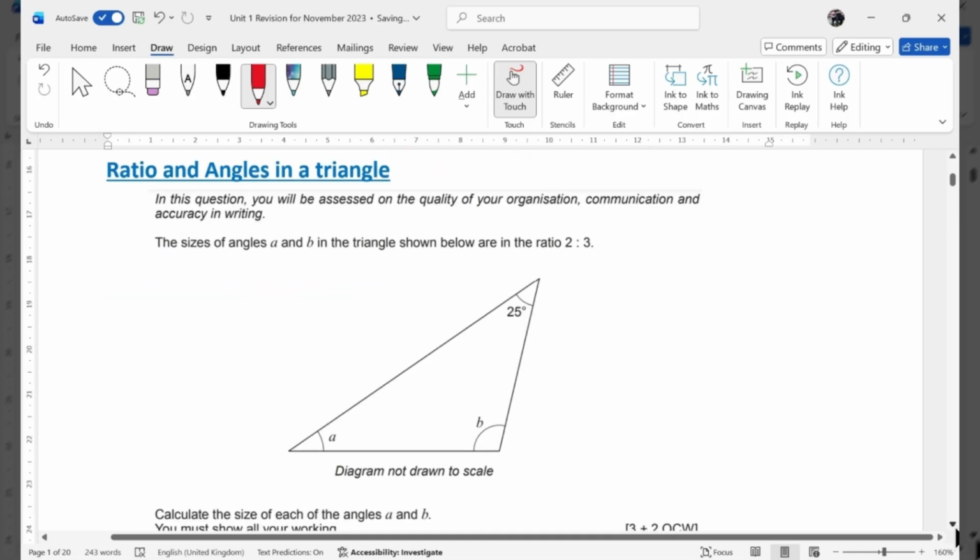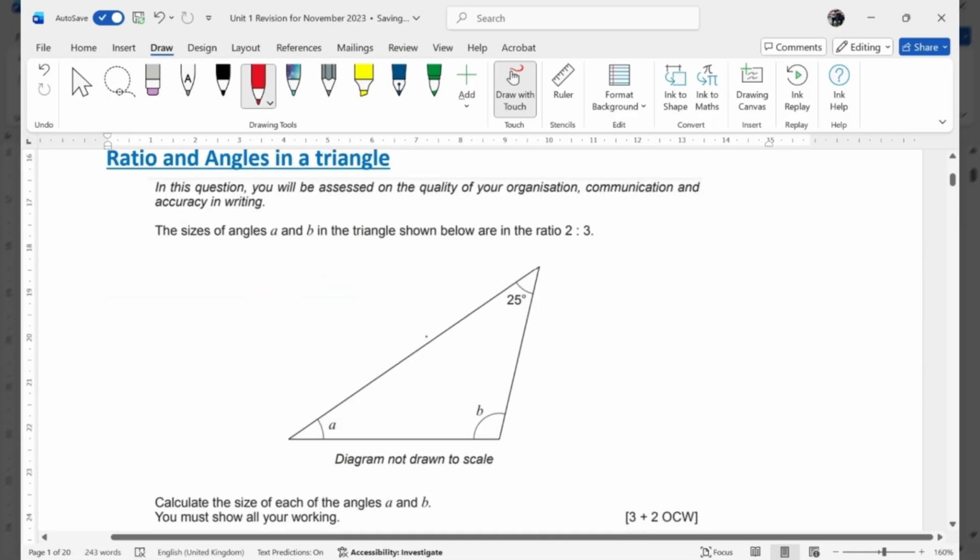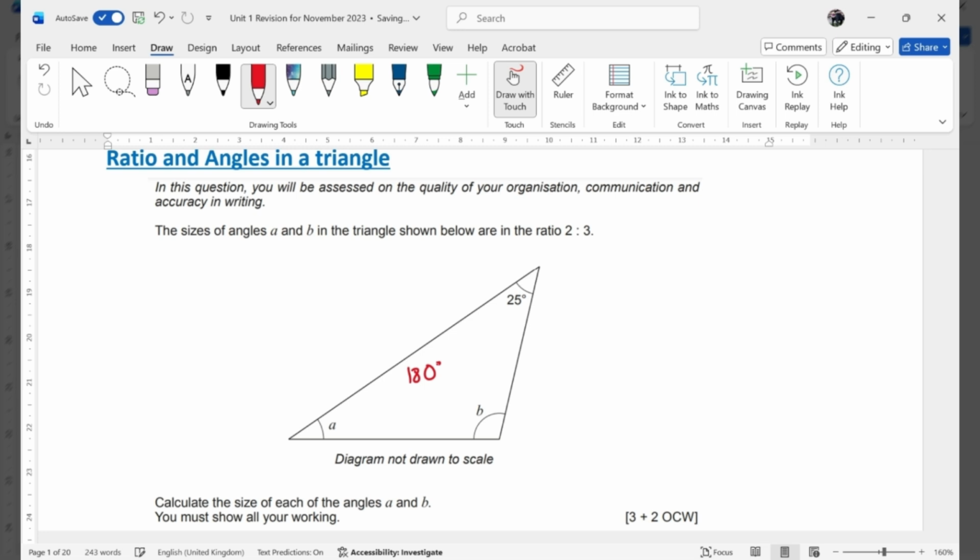Ratio, ladies and gentlemen, and angles in a triangle. Well, we know that angles in a triangle add up to 180. We also know a little bit more about triangles than that. We know that if it's an isosceles triangle, these two here would be equal, okay? But they still add to 180 inside the triangle, but we'd have 2 equal angles here. It's not isosceles, so we probably have 3 different angles here. So the first thing I'd be doing to find A and B is taking 25 away from 180, okay?